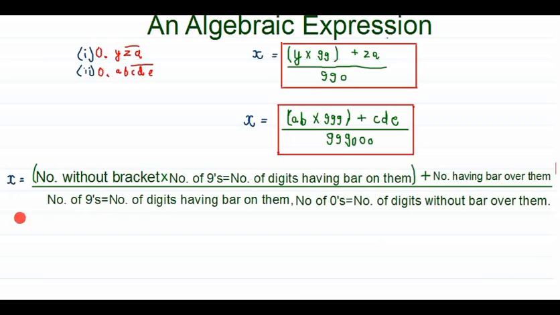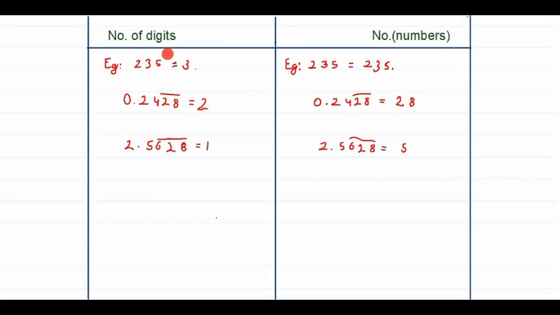Before explaining this, I would like to clear up the difference between number of digits and numbers. This is a concept which you should always keep in your mind. Here we have taken an example, 235. Now if you are asked to find the number of digits, the number of digits, as you can see clearly, is 3, because 2 is one digit, 3 is another digit, and 5 is also another digit. So the total is 3. Now if it is asked for the number, for 235, what is the number?